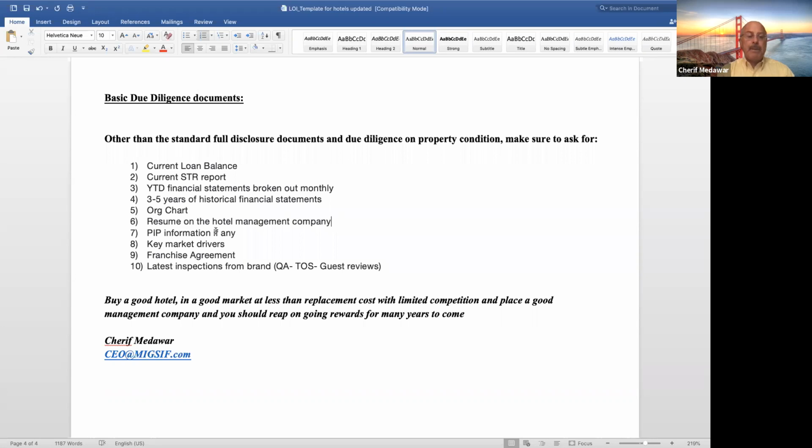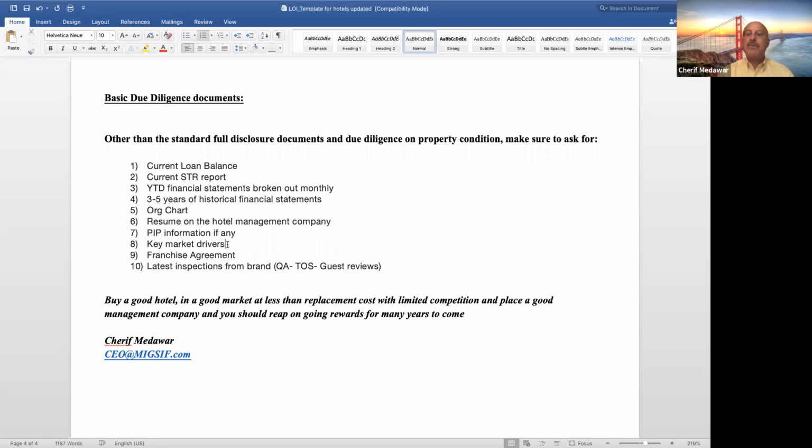Then you want the PIP information, if any. PIP is the product improvement process. What kind of projects do they need to do to get up to the standards of Hilton or Marriott or whatever? Is there some work that needs to be done? They will send you that. The Hilton management company will send you that if they have the flag of Hilton, etc.